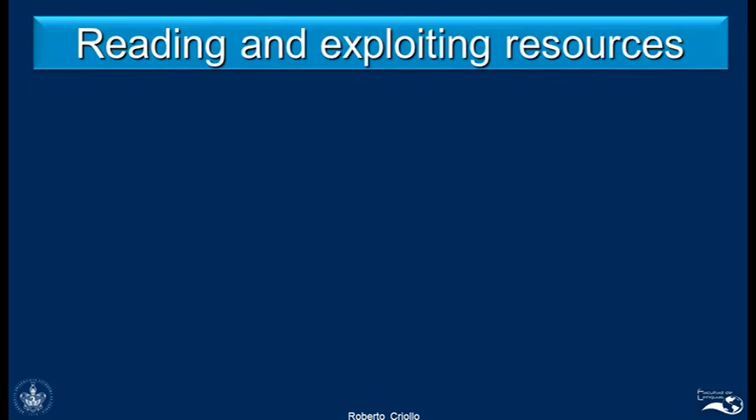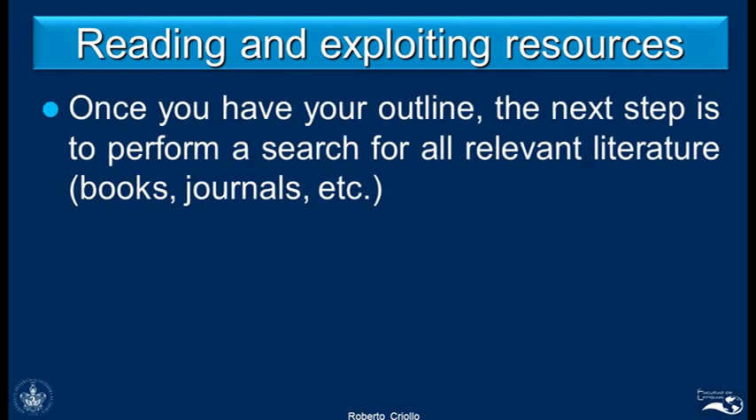So now that you have an outline, you have a list of the things that you need to include in your literature review. The next step, of course, is to look for the information. So you will go to the library again and search for all of the relevant literature, the books, the journals, etc. But you want to make sure that they relate precisely to the points that you have. So you should include only those materials, those resources that are directly related to the research.